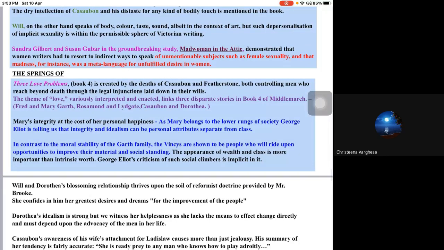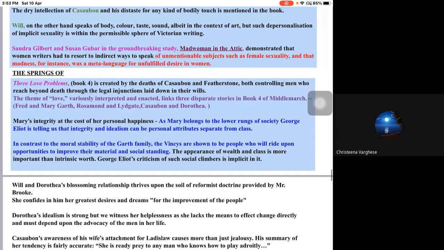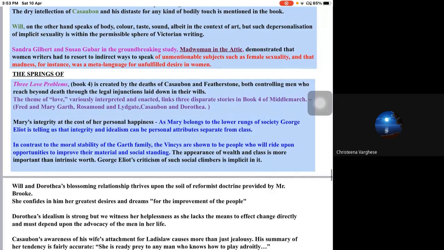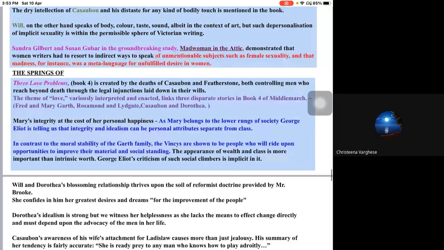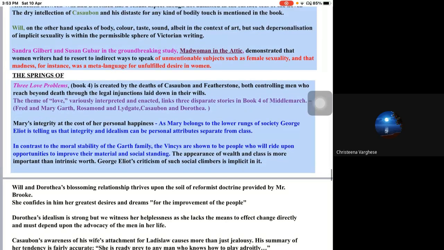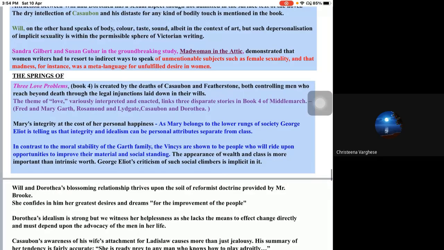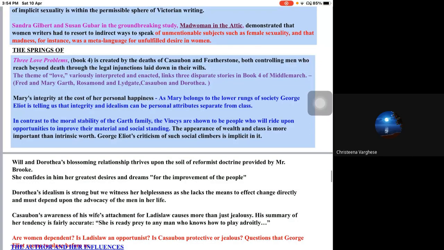In contrast to the moral stability of the Garth family, the Vincys are shown to be people who will ride upon opportunities to improve their material and social standing. Fred is good-hearted, but he's also like that, and so is Rosamond Vincy. So they are people who will ride on anything so as to satisfy their material urges and their social standing. Yet, in contrast, is the family of Caleb Garth and his daughter, Mary Garth. The appearance of wealth and class is more important than intrinsic worth, and Eliot's criticism of such social climbers is implicit in it. So that is society and how she depicts it.